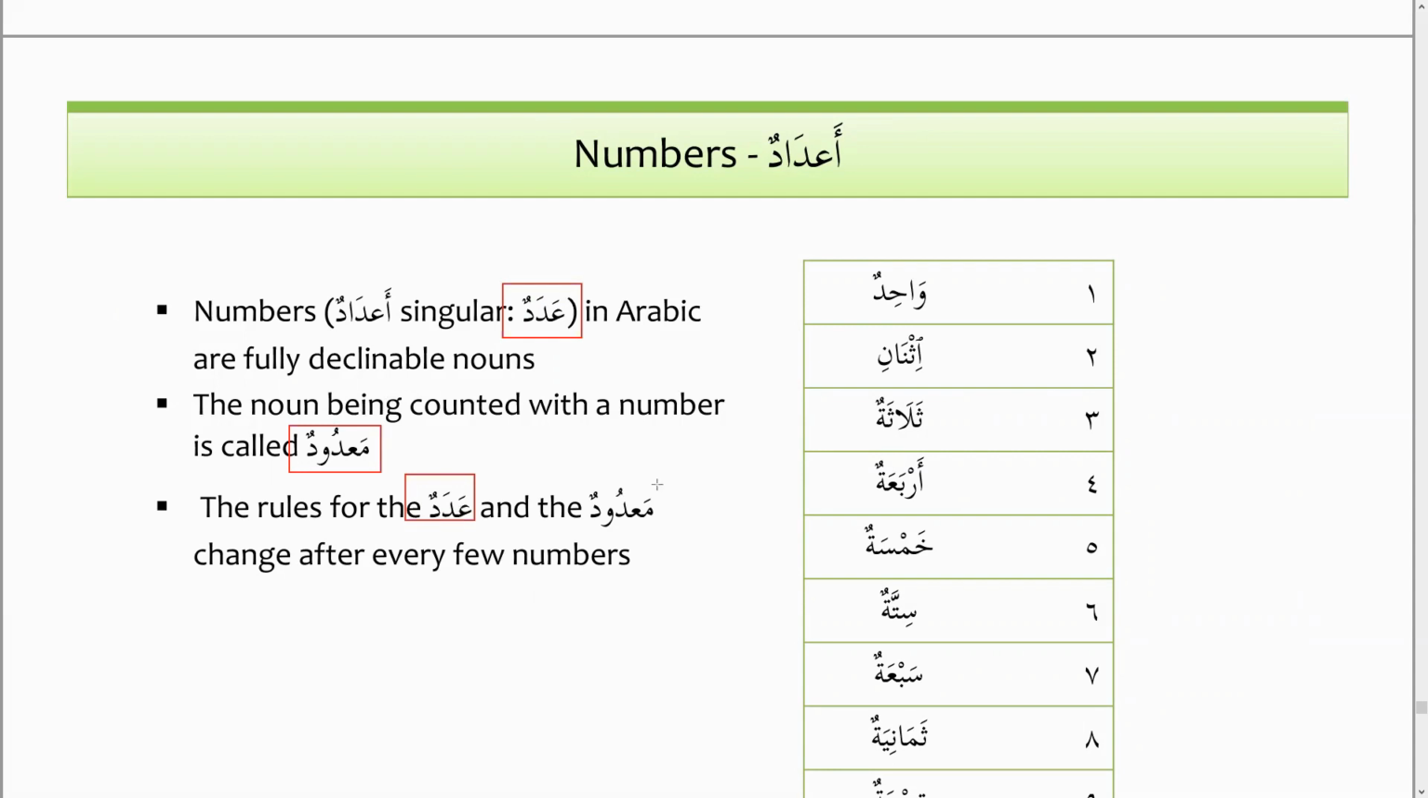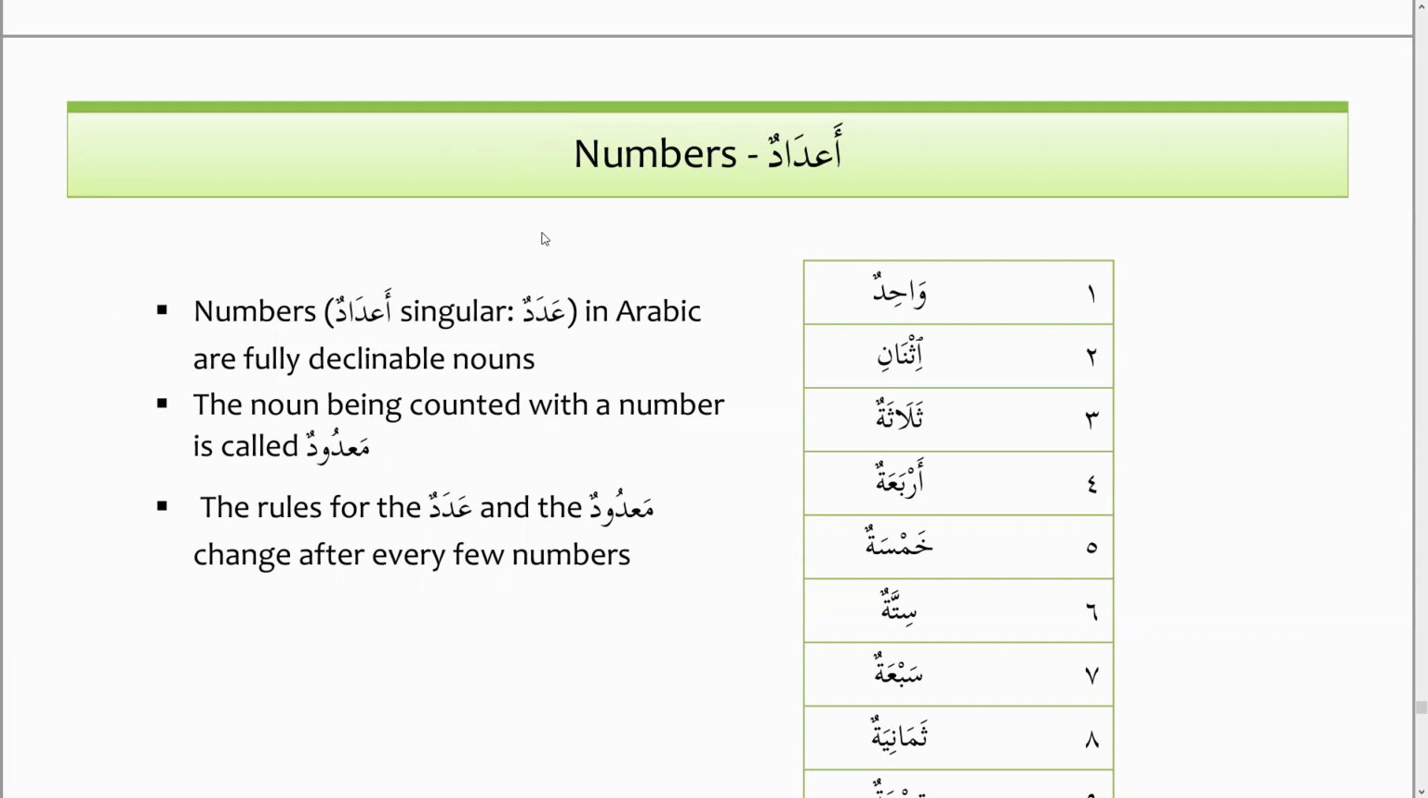So the rules for the adad, what is the adad? It is the number, and the ma'dud, the thing which is being counted, changes after every few numbers. It changes all the time: 3 to 10, and then 11 to 99, then 100 and 1000. After that, we don't need any more rules, because 1 to 10 is covered, then 11 to 99 is covered, then 100 is covered. So anytime we want to say hundreds, there's one rule, and for 100 and 1000, it's the same rule anyways. And anytime we want to say a combination of numbers, then the rules of the individual numbers apply.